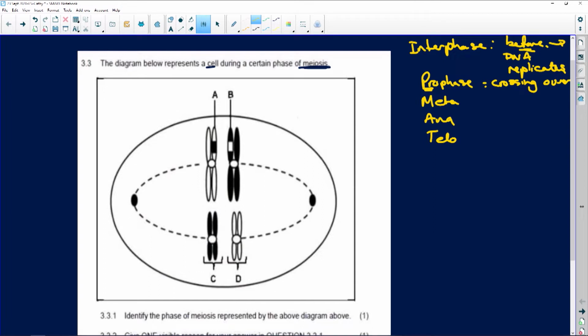All right, now with prophase, you have crossing over in prophase 1, okay, and in prophase 2, there is no crossing over. Okay, I messed this one up. Let's just do this quickly.